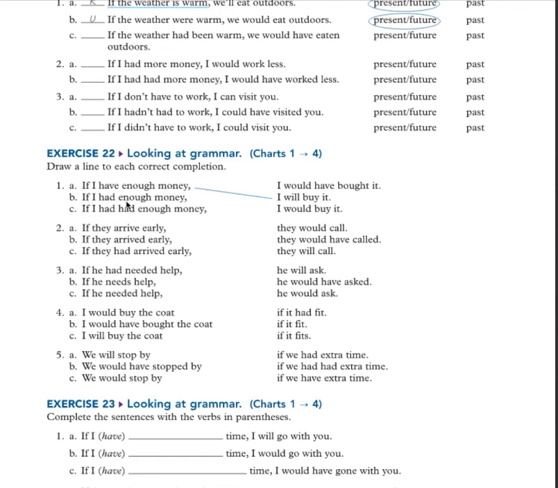B, if I had enough money, simple past. So you say, okay, I would buy it. Would and the simple form of the verb. Letter C. If I had had enough money, I would have bought it. Past perfect, would have, and the past participle.